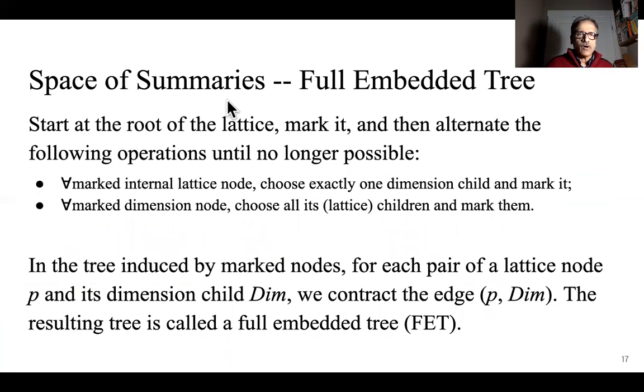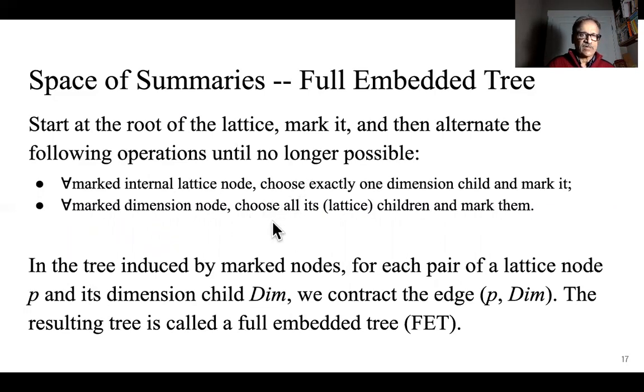So in order to define it or understand it precisely, we start with the root of the lattice, which we've already seen, mark the root of the lattice, and alternately mark the following kinds of nodes. If you're at a lattice node, for example, root is a lattice node, you alternately mark the following 2 kinds of nodes. Mark any one dimension child of the lattice node that you're at, and then having marked a lattice node, mark all its lattice children as you go down from the parent to the child. So alternately mark lattice nodes and one of its dimension children and all lattice children of a given dimension node.